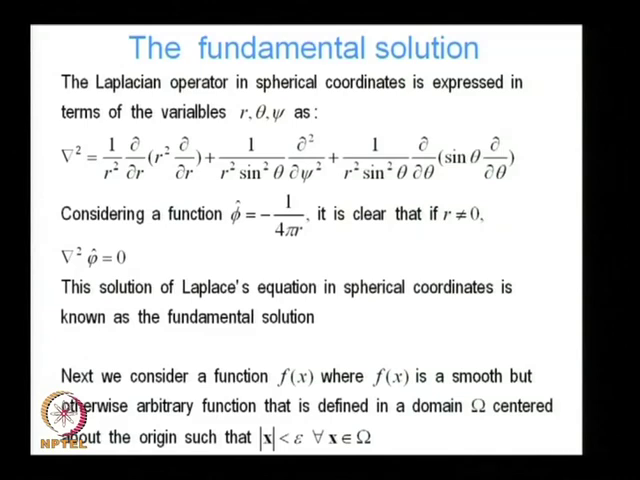Next, we consider a function f of x, where f of x is a smooth but otherwise arbitrary function, that is, its derivatives are continuous but its value is totally arbitrary, and it is defined in a domain omega centered about the origin such that mod of x is less than epsilon for all x belonging to omega. So, it is centered around the origin, but it has a size which is bounded by epsilon, that is, its radius is bounded by epsilon.